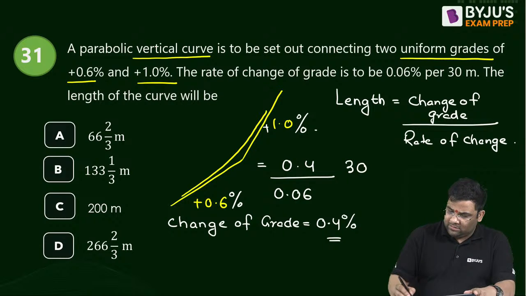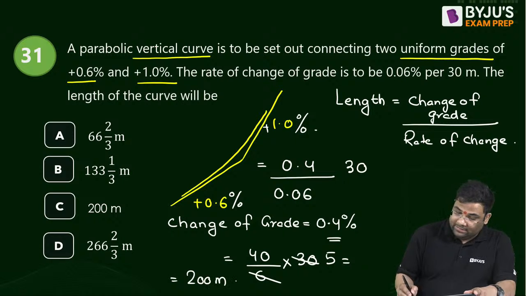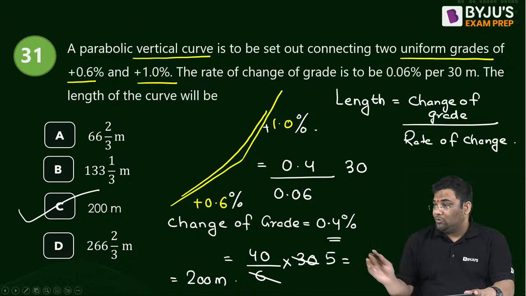You can easily solve this. So this will be 0.4 into, you can convert this into 40 by 6 into 30. So this is 5. I am getting 200 meter. The answer is 200 meter. Yes, very good. Saurabh C has answered. Juhi has answered.